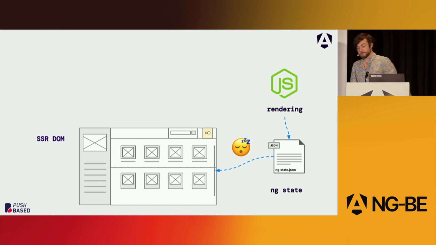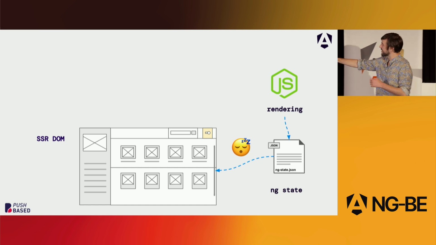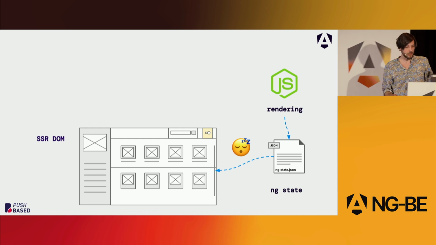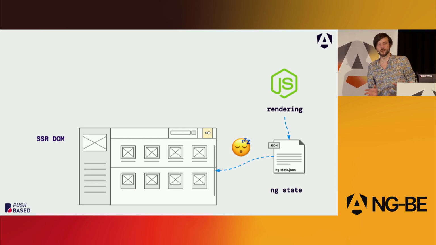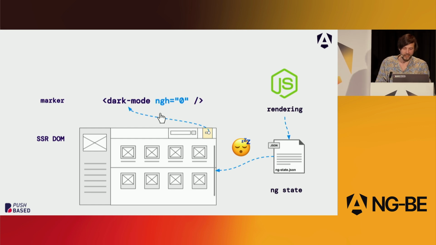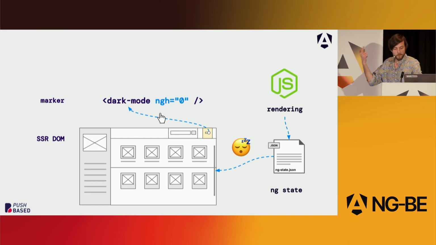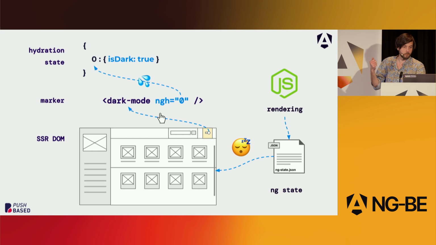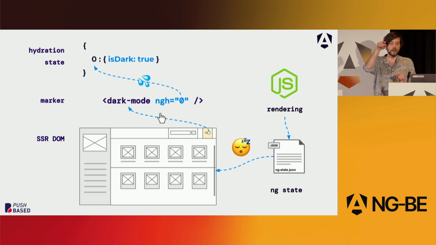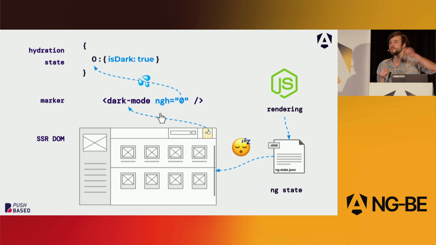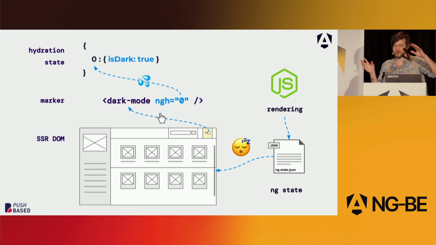What does it do? It renders, it adds this script at the bottom, and everything is asleep, everything is unhydrated at the moment. And then when someone interacts with this component, with the marker, I can link that component with my hydration state, and I know where it belongs to, which component needs which data.